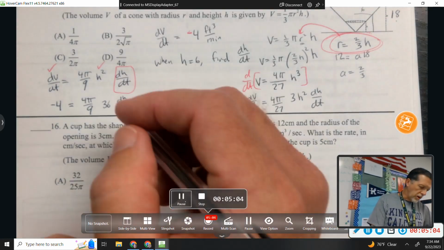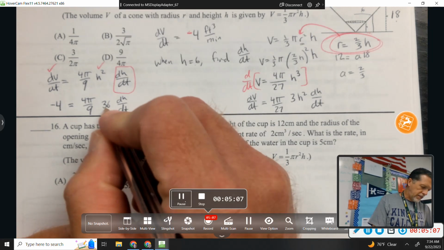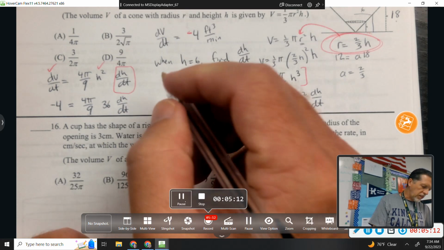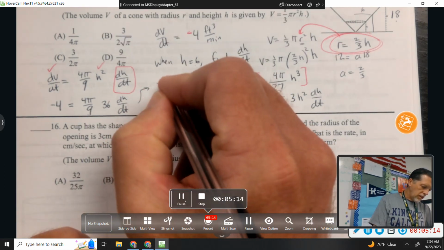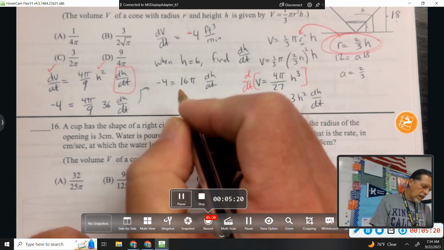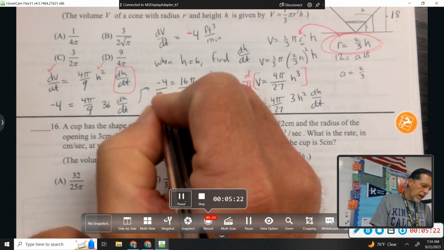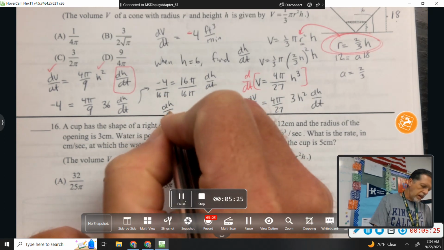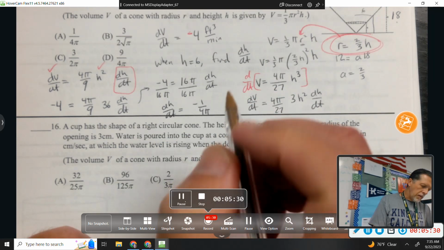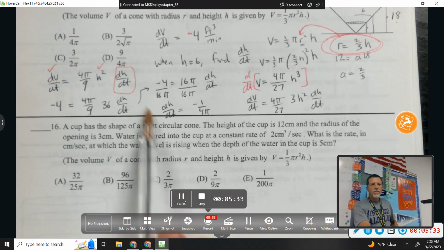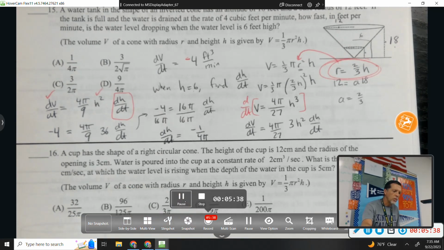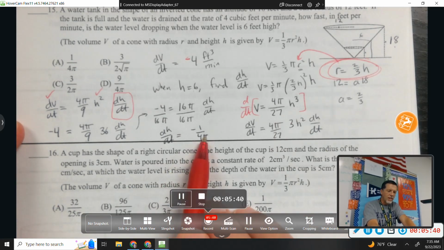Okay, now it's just algebra. Let's see. 36 over 9 is 4. 4 times 4 is 16. So negative 4 equals 16 pi dh/dt. Divide both sides by 16 pi. And dh/dt is negative 1 over 4 pi. Okay, I don't have negative 1 over 4 pi as an answer, but look carefully at how the question is worded. So dh/dt is negative 1 over 4 pi.